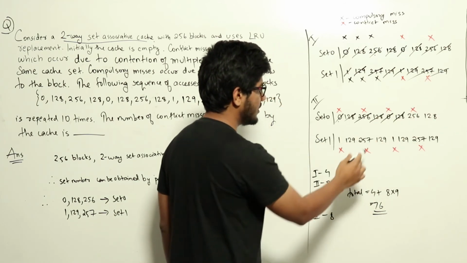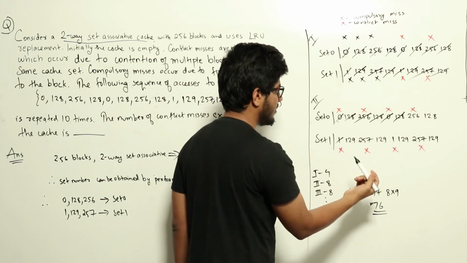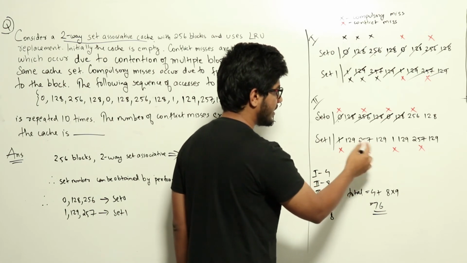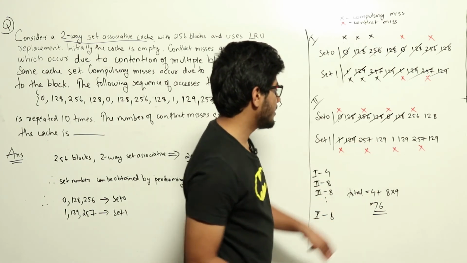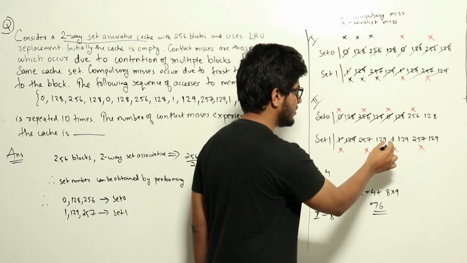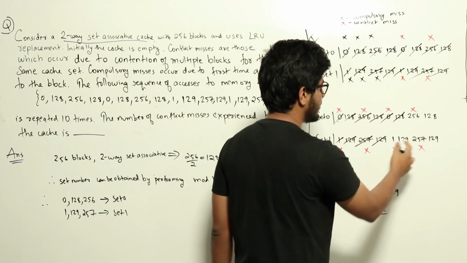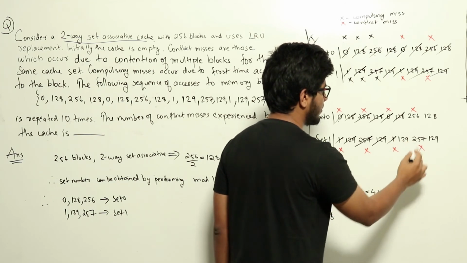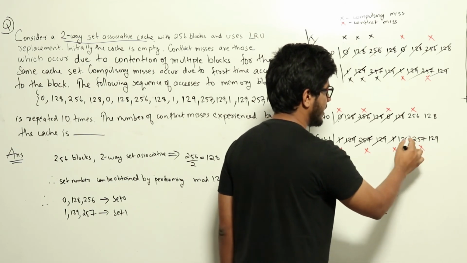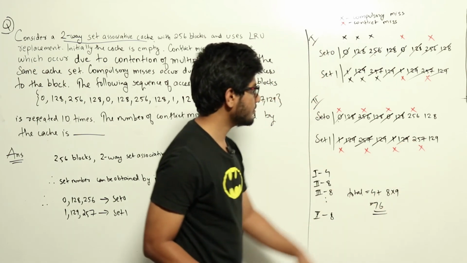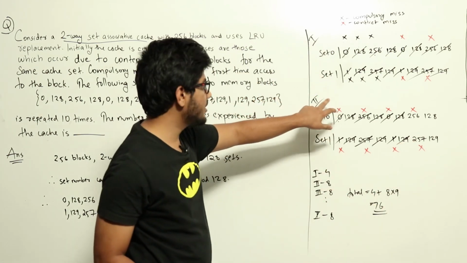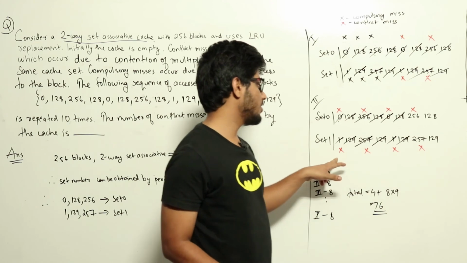Not a miss. 257 gone from the cache. Again a miss. 129 there in the cache. It is not a miss. Again 1. Now 1 is gone from the cache, so this is a miss. 129 is there in the cache, it's fine. 257 is not there, so it's again another conflict miss. And 129 is there in the cache, so it is not a miss. So if you see, in iteration 2 we have 8 conflict misses.